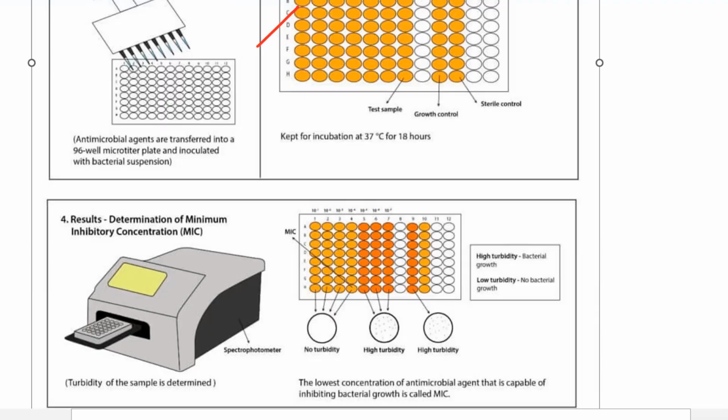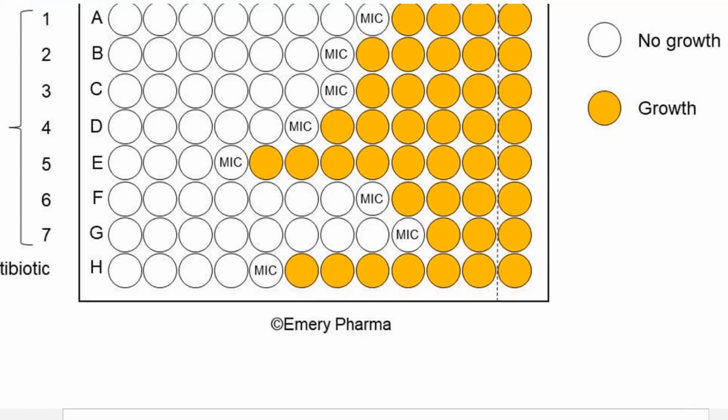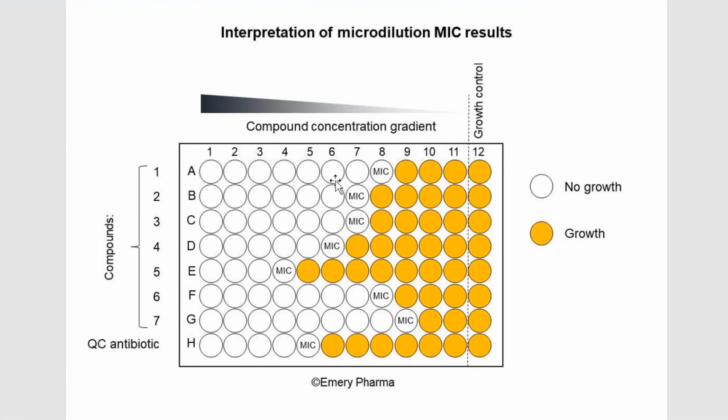So what does that mean? Here you can see the result. White ones mean there is no growth, and yellow ones mean there is growth. You can see there are different compounds A, B, C, D, E, F, G, H, and this is the compound concentration gradient. One is the highest concentration, and these are the serial dilution products. So this will be 10 to the power minus 1, minus 2, like that, and these are different antimicrobial compounds.